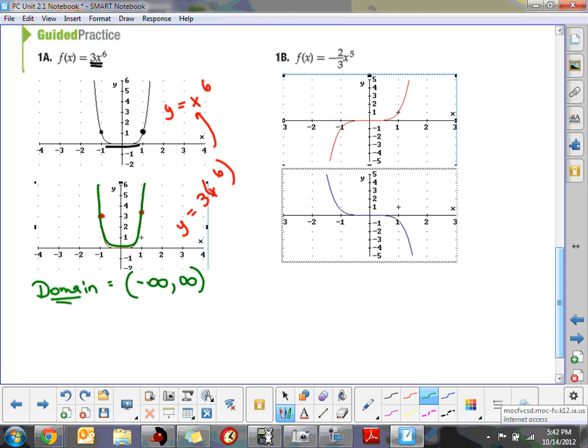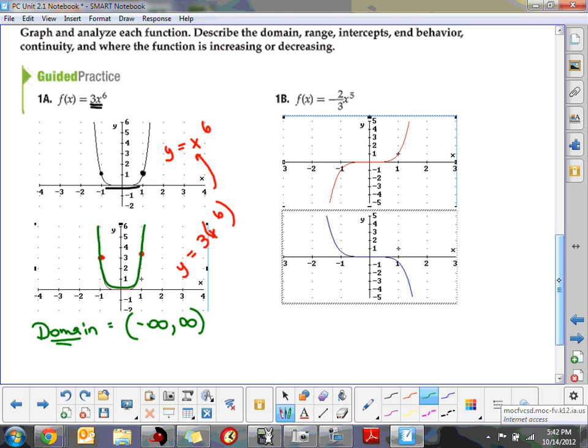Next thing they asked us, I believe, was the range. On a range, now I want to look at the outputs. Where do these outputs go? Is there a lowest limit for the outputs? Well, there is a lowest limit. The lowest point that this graph achieves is down here at the origin. So the lowest point is at 0, because if you put in 0, 0 to the 6th power is 0, times 3 is 0, and then it goes up towards positive infinity on both sides. So the y values, or your range, go from 0 to positive infinity.